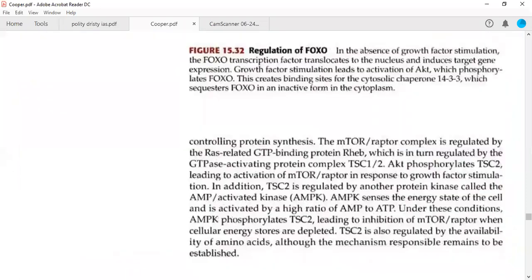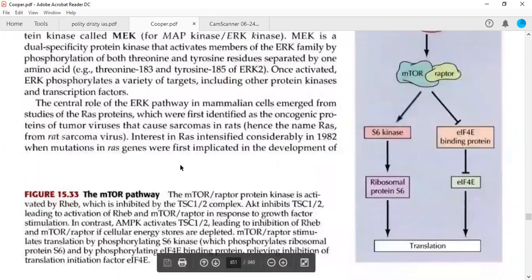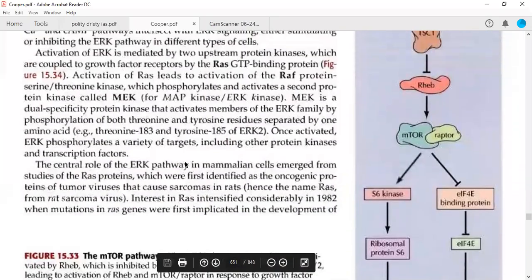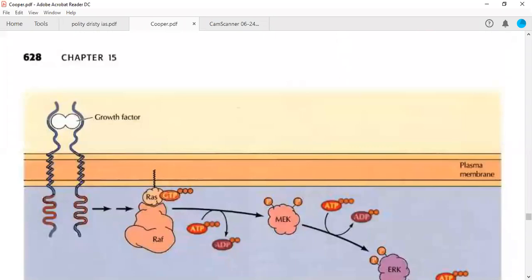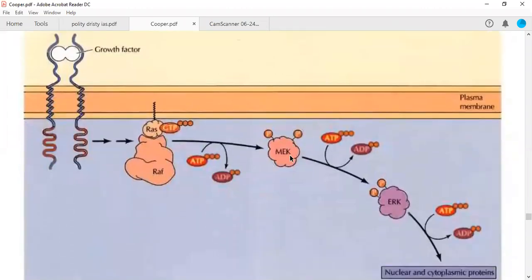Actually, all this we have discussed. So we are moving back to our topic of interest, that is the MAP kinase pathway or ERK pathway. Now, the activation of this particular MAP kinase or ERK is mediated by two upstream protein kinases. One is coupled to some of the growth factor, that is called RAS. RAS is a GTP binding protein, and activation of RAS leads to the activation of RAF. So if you are not able to get the points, everything is given in the form of diagrams.